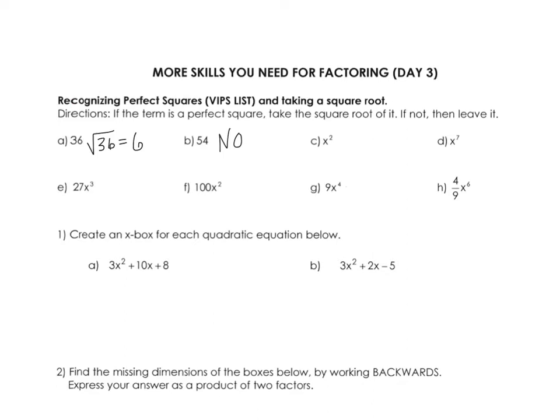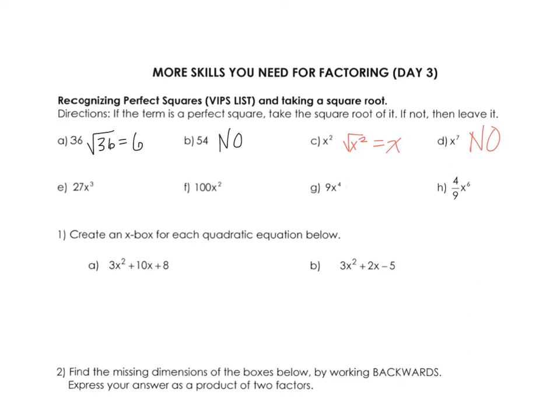Is x squared a perfect square? Okay, so we've got a variable and we're wondering if it's a perfect square. The answer here is yes, because if I were to take the square root of x squared, the fact that that's an even exponent means I would just cut it in half and I would be left with simply x. I would have no square root left. The fact that it's an odd exponent in D means no, it's not a perfect square.